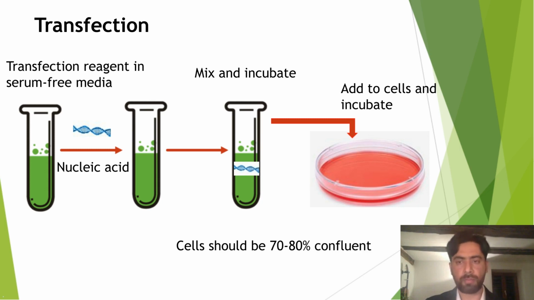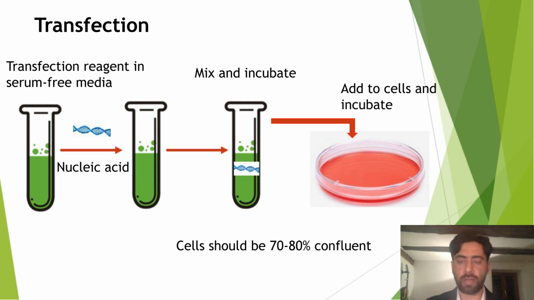Now we would mix them up, incubate them for a certain time, and then add the whole mixture to the cells, and incubate the cells with the transfection reagent containing our nucleic acid. Now the important thing to consider is the confluency of the cells. Of course, the cell line itself should be selected based on your purpose, but the confluency is also important. The best way is to add these transfection reagents containing our nucleic acid when the cells are 70 to 80% confluent.